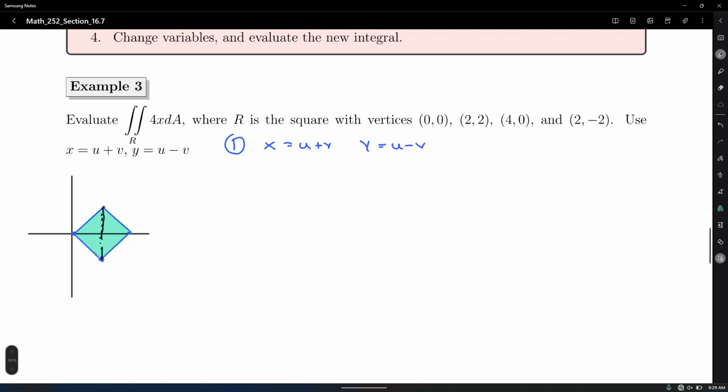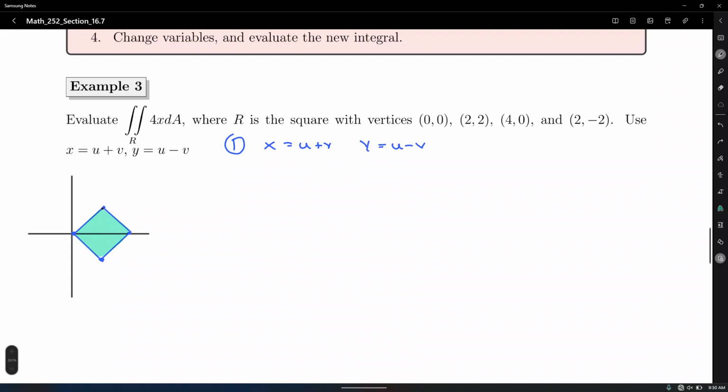And look at the position of the square. It's not symmetric to the origin either. So we cannot just find the area of 1/4 of the square and then multiply by 4. I mean, integrate over that part and multiply by 4. That would be an incorrect result. So that's why we do the Jacobian.